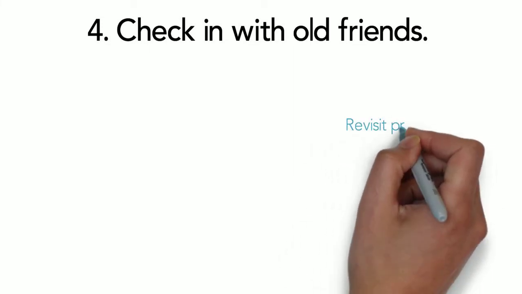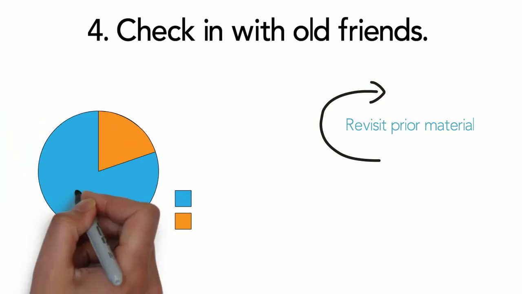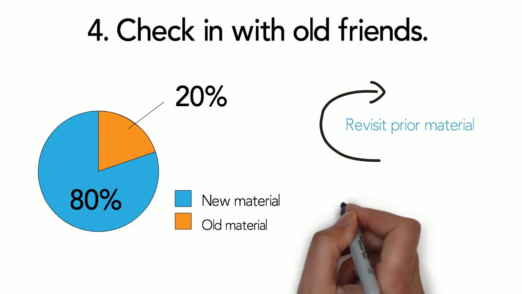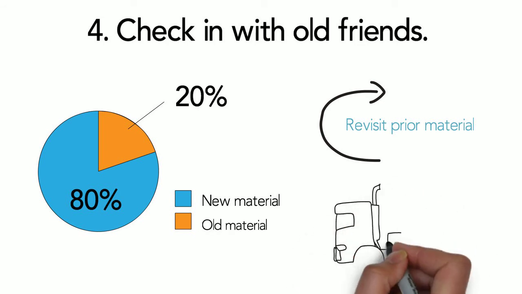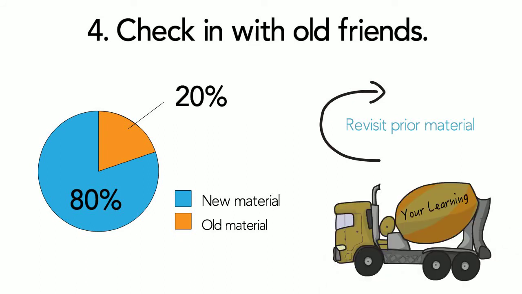Make a habit of revisiting prior material. Each week, try using the 80-20 rule. Spend 80% of your time practicing new material from the current week and 20% practicing material from previous weeks or topics. When you continue to practice what you've already learned, you're cementing that learning and improving your ability to recall and apply that learning elsewhere.